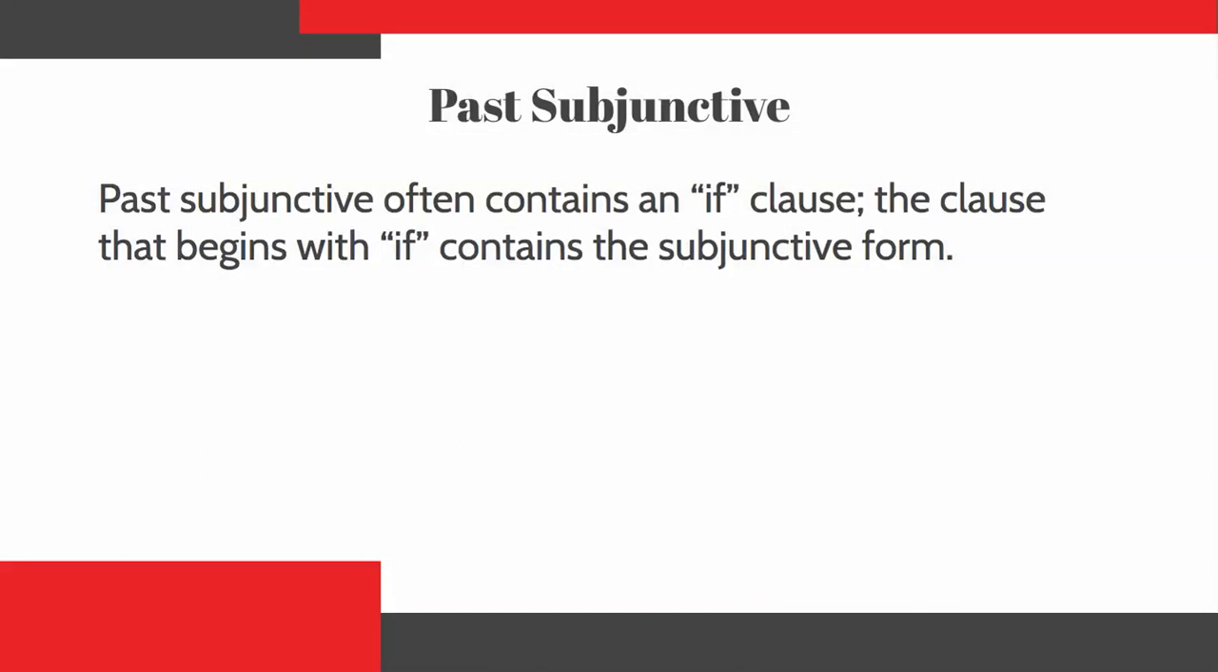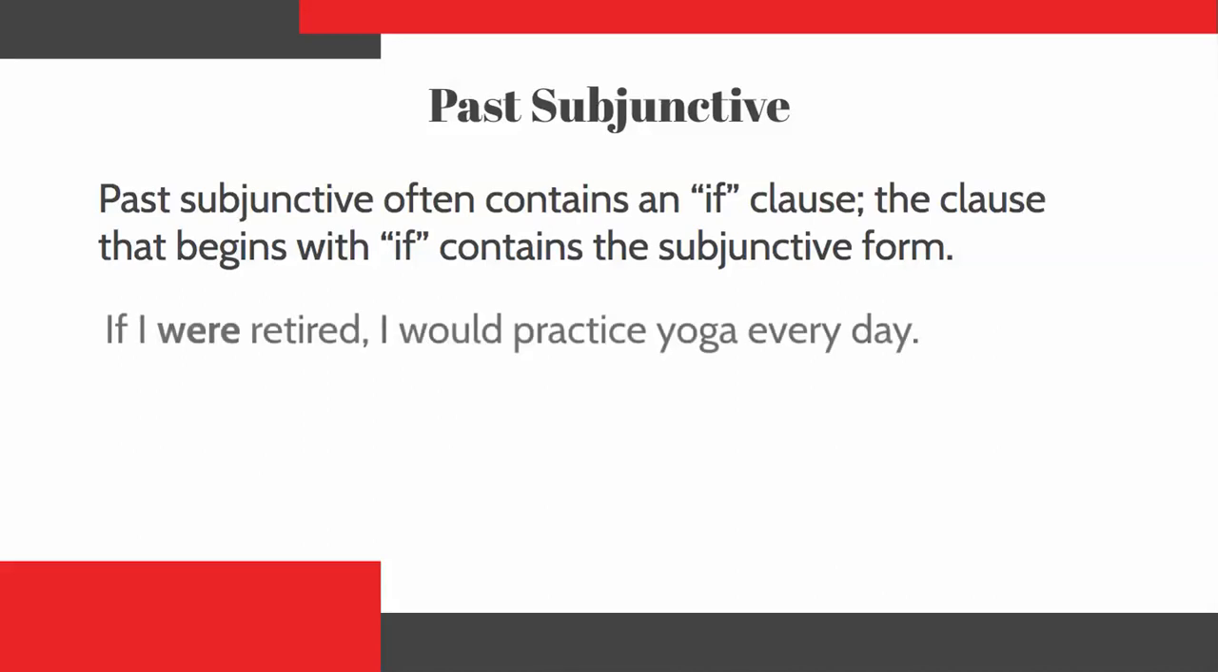Past subjunctive often contains an if clause. So if this condition were true, then I would do such and such. The clause that begins with if is what contains the subjunctive verb form. So here's an example. If I were retired, I would practice yoga every day. So if we leave off the if clause for a moment, I would practice yoga every day.